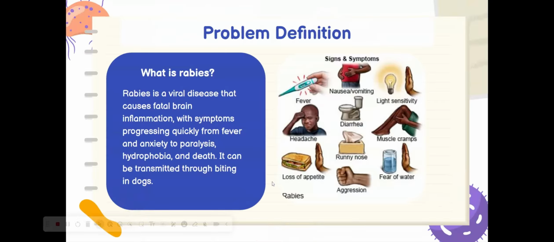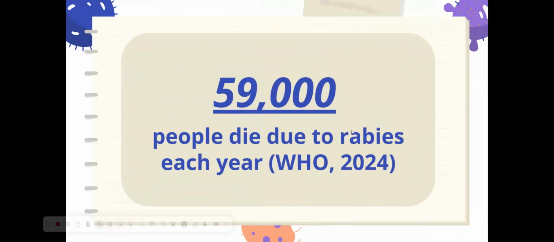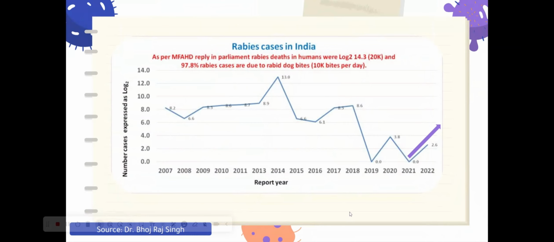Rabies is a fatal disease that causes brain inflammation, and it's typically spread through animals such as dogs, causing the symptoms shown on the screen here. Rabies causes 59,000 deaths each year according to the World Health Organization, and 36% of those deaths actually occur in India. The problem is only worsening, with 2.6 million cases in 2022 and 3.3 million cases in 2023.